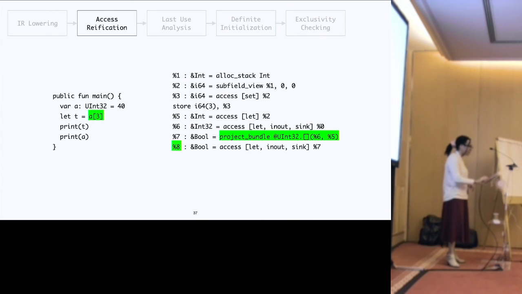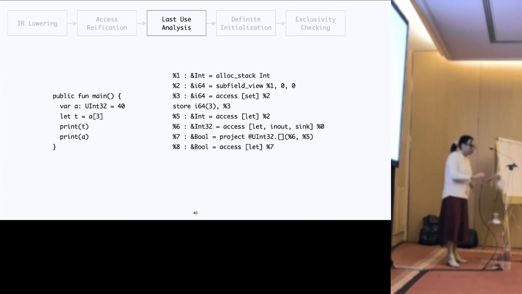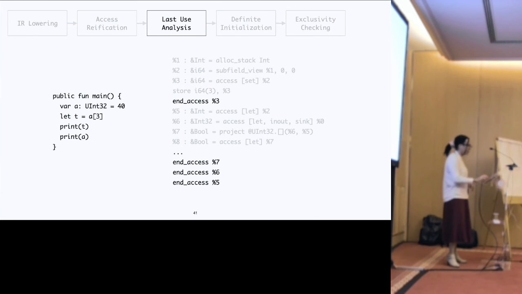Access verification is not the most interesting. Last use analysis is just, we have non-lexical lifetimes like Rust. This is a very simple algorithm. We figure out what is the last use of all of these things, and we insert end accesses for everything after the last use. Nothing very interesting.